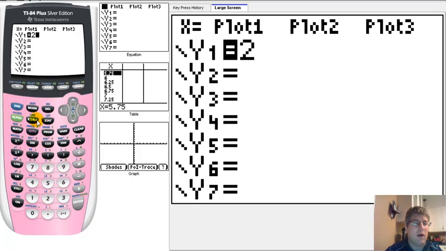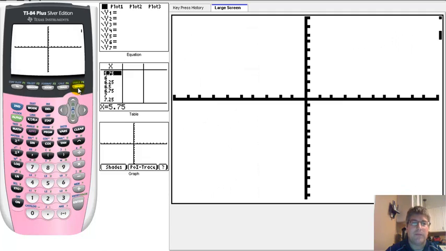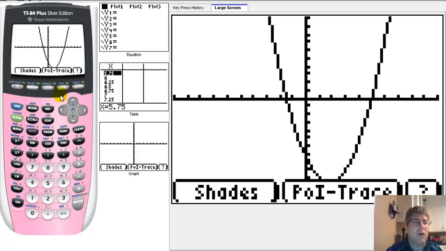So our quadratic function, 2x squared minus 7x minus 15. And let's go ahead and graph that function. So hit the graph button, and we get our graph.